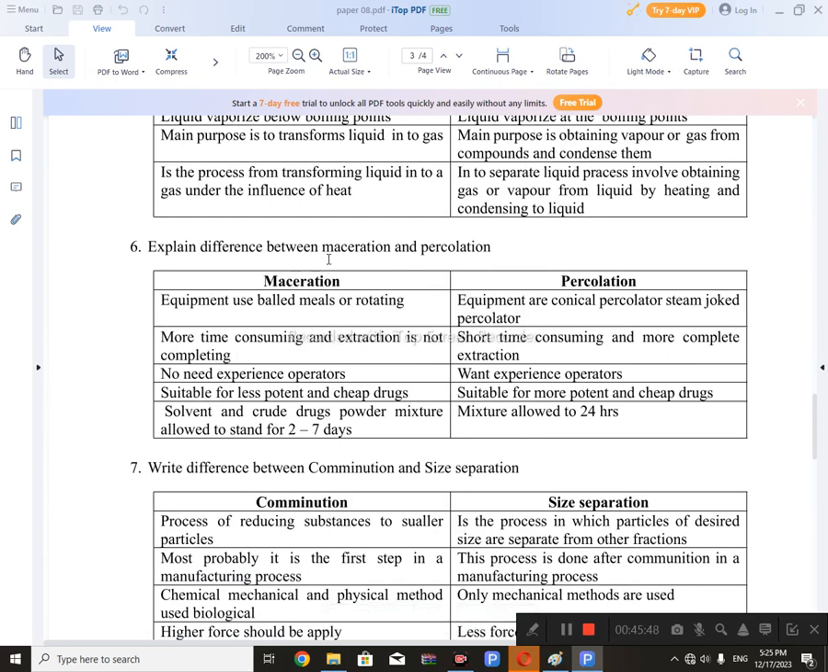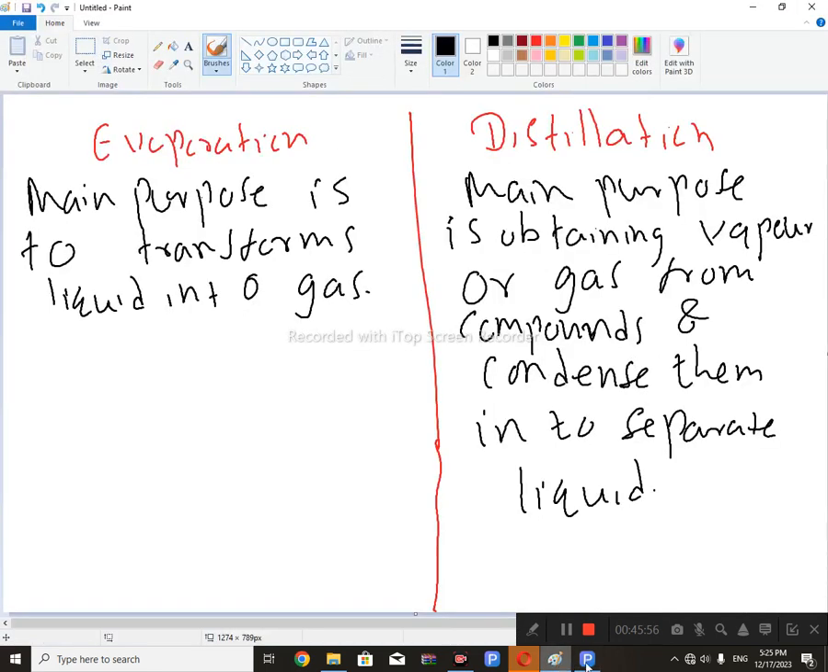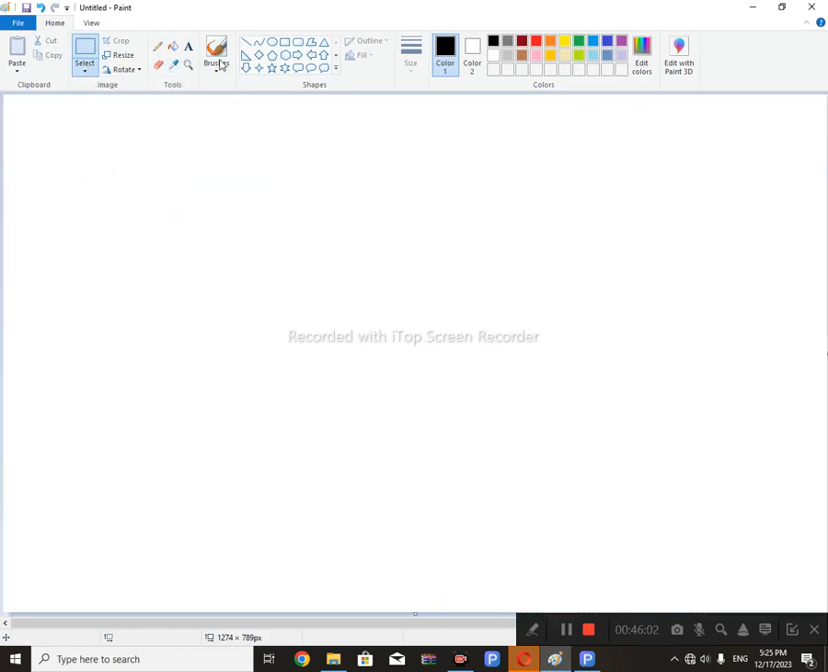Explain difference between maceration and percolation. Maceration, percolation.